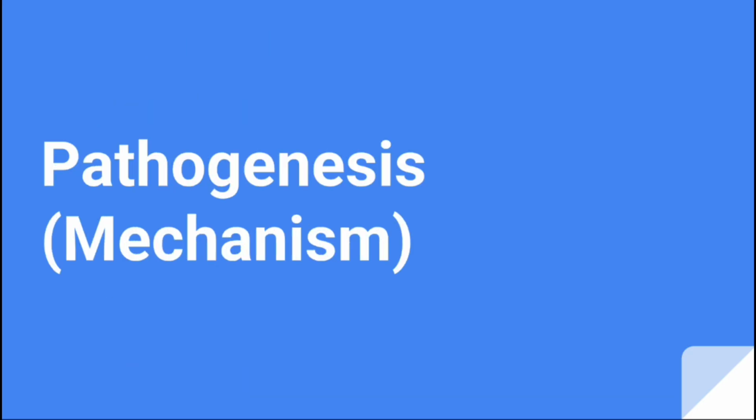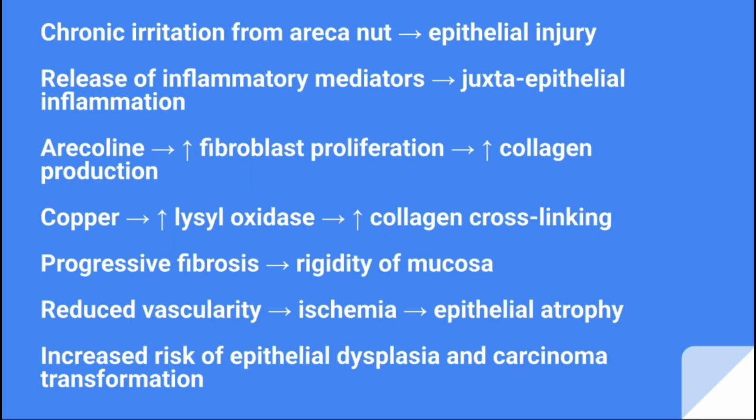So what is the pathogenesis or mechanism of OSMF? There is chronic irritation from areca nut. This causes epithelial injury, the epithelial layer gets injured. There is release of inflammatory mediators, and the juxta epithelium gets inflamed. Here there is increased fibroblast proliferation and increased collagen production. Collagen production increases so much that it causes thickness and hardness of the oral cavity.